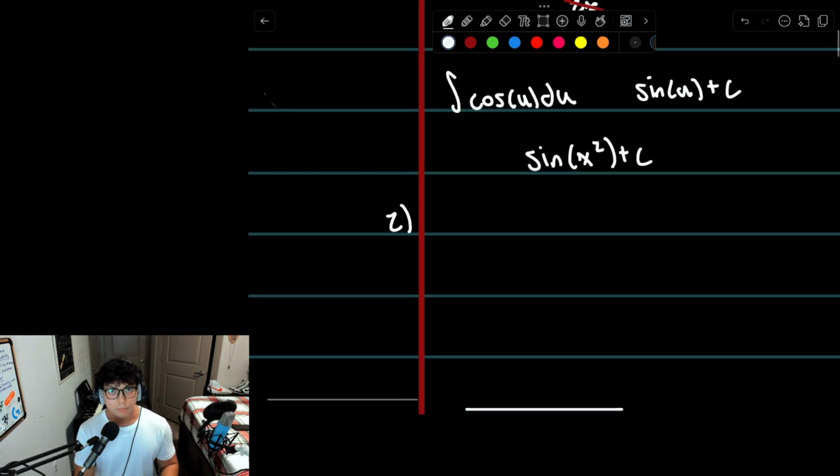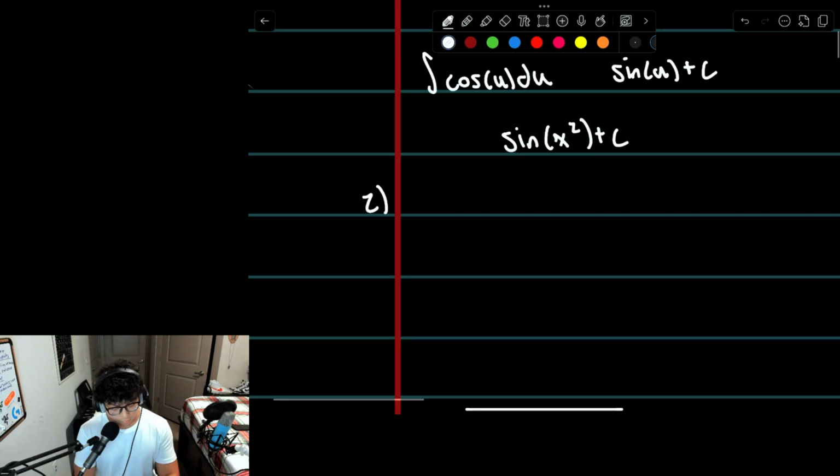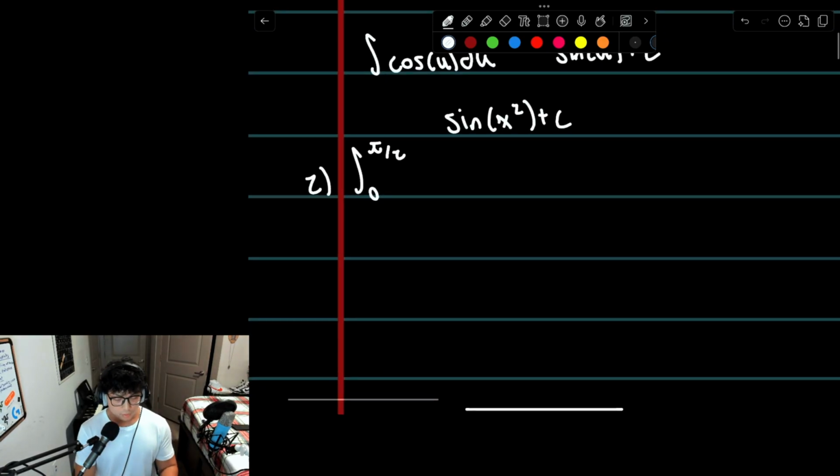Now our next problem will be a definite integral. So let's do it from 0 to pi over 2, and let's do sine of x, e to cosine x, dx.